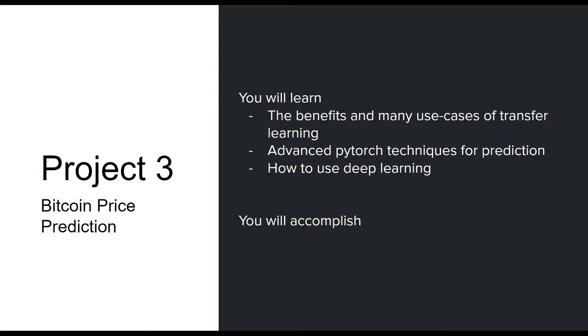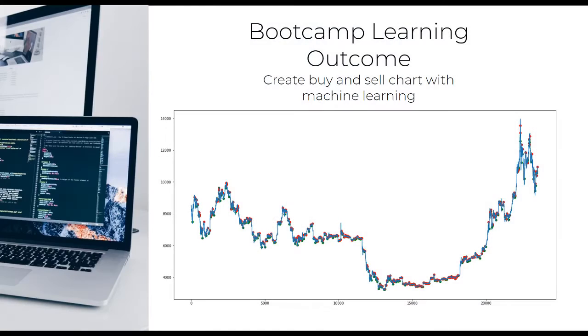Finally, there's a Bitcoin price prediction. You'll learn the benefits and many use cases of transfer learning and advanced PyTorch techniques for prediction, how to use deep learning, and you will accomplish this. Create buy and sell chart with machine learning. So you make your own buy and sell algorithm, but you'll also learn how to put in advanced algorithms. You'll be able to innovate them yourselves as well afterwards, utilizing deep learning and genetic algorithms.